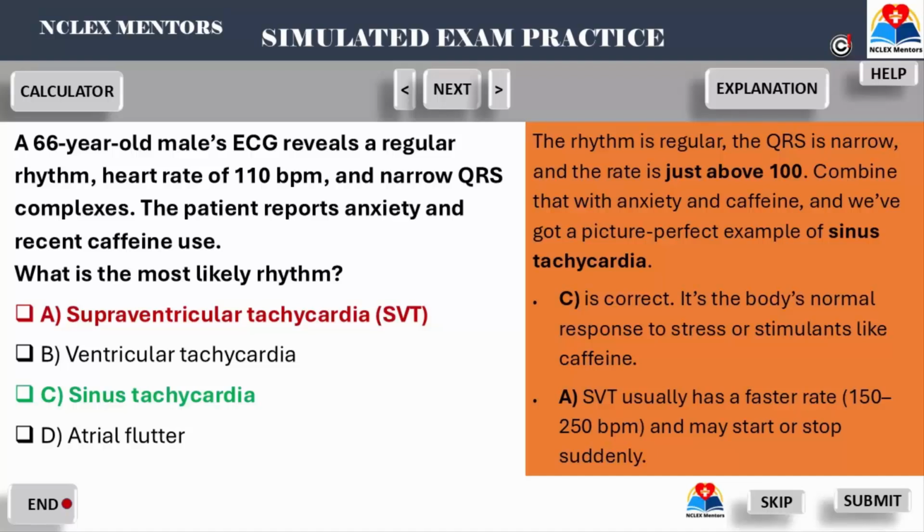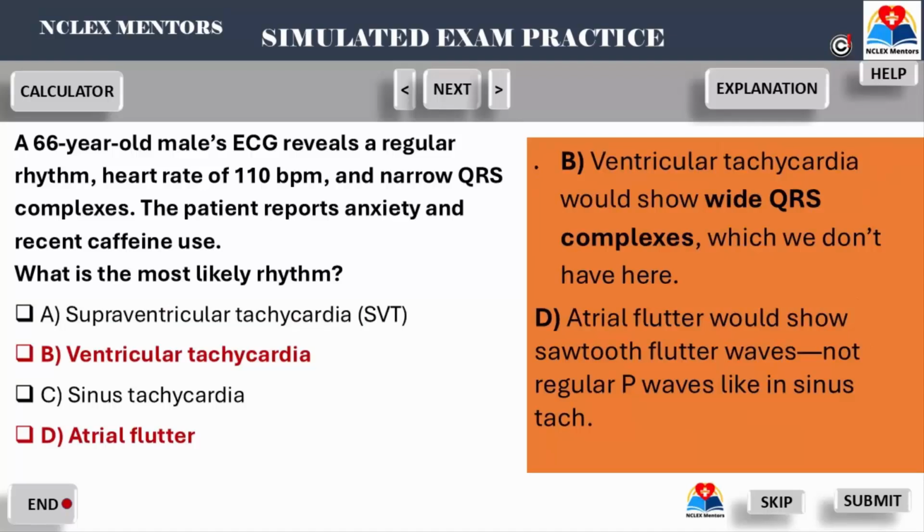SVT usually has a faster rate, 150 to 250 BPM, and may start or stop suddenly. B. Ventricular tachycardia would show wide QRS complexes, which we don't have here. D. Atrial flutter would show sawtooth flutter waves, not regular P waves like in sinus tach. This one's likely just too much caffeine and stress, but always rule out more serious causes if symptoms persist.